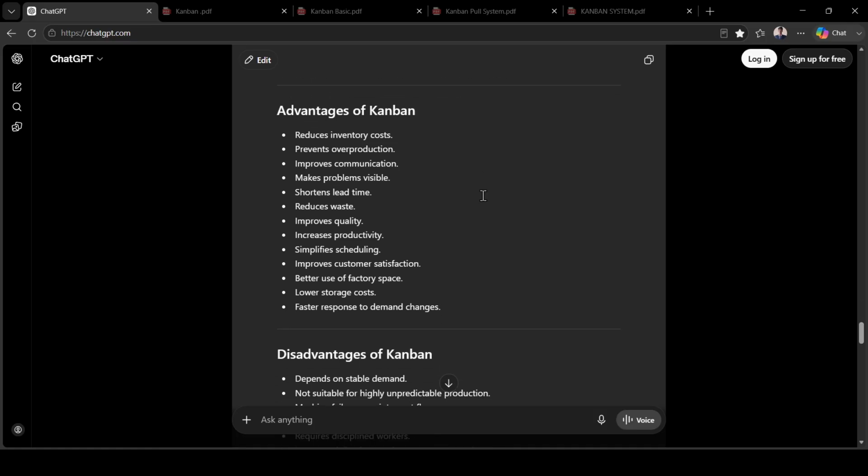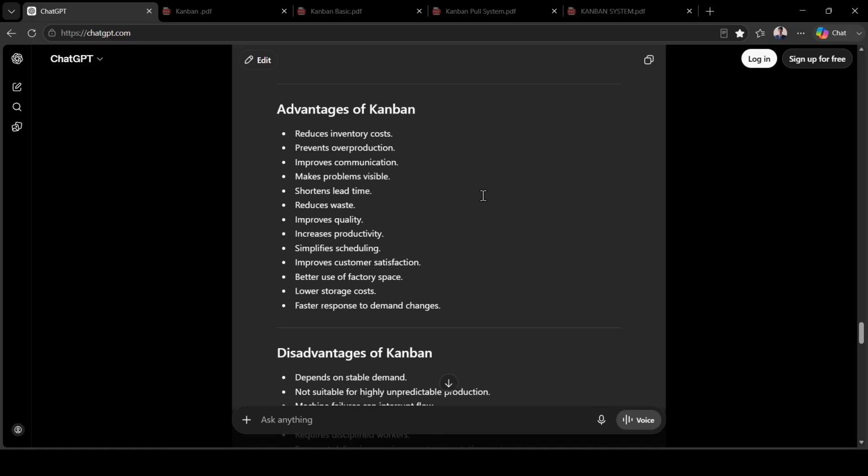Then advantages of Kanban: reduces inventory costs, prevents overproduction, improves communication, makes problems visible, shortens lead time, reduces waste, improves quality, increases productivity, simplifies scheduling, improves customer satisfaction, better use of factory space, lower storage cost, faster response to demand changes.